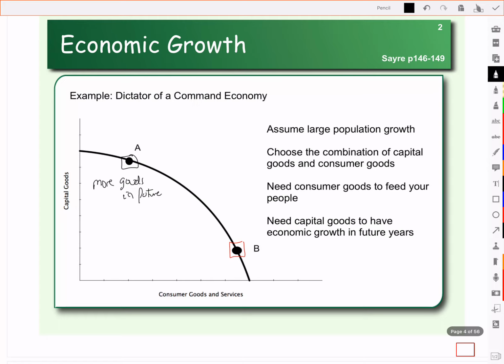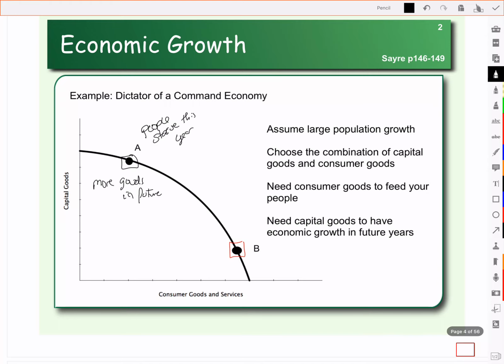But the problem is that you're focusing on capital goods, which means the amount of consumer goods, the things you can enjoy now, are not readily available. So in option A, your people are going to starve this year. They're making all the tools to make things next year, but that means they have nothing now. Well, what about option B?